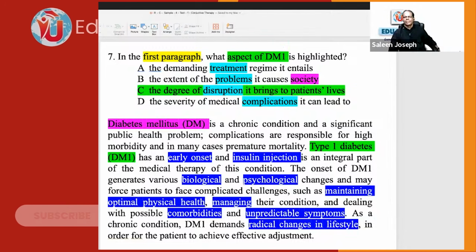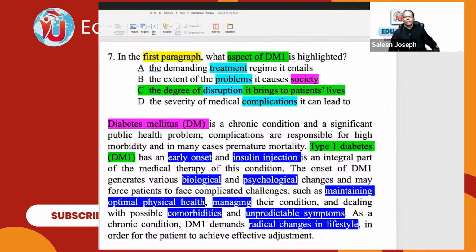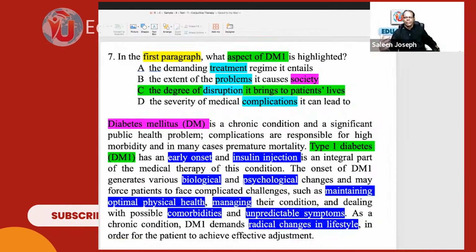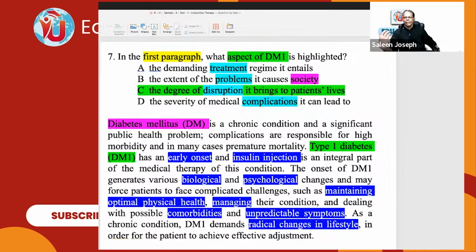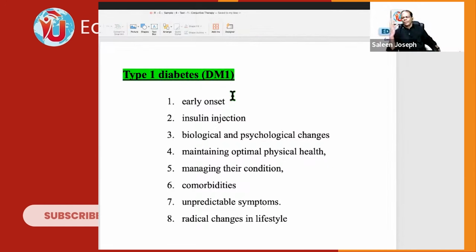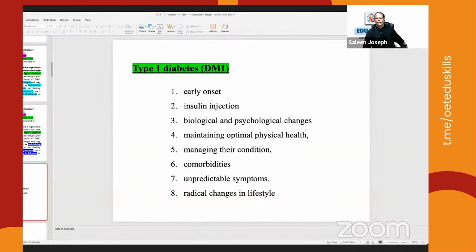Okay, so it looks like this. See, all disruptions: early onset, infertility, initiation, biological, psychological changes, maintaining optimal physical health, managing condition, comorbidities, unpredictable symptoms, radical changes in lifestyle. This is how you have to understand it. You have to keep your visual like this. See, early onset type 1 diabetes, what happens? All the challenges are given one by one.